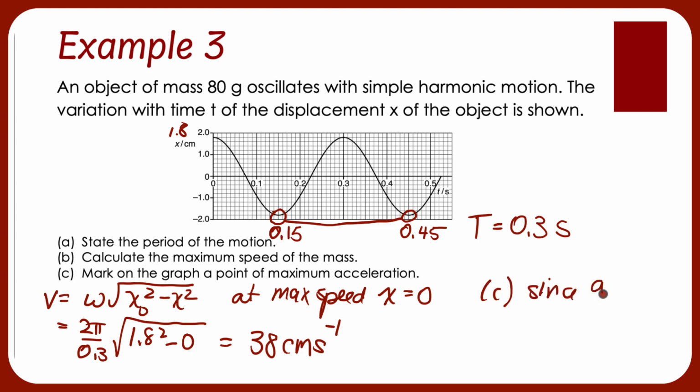So since acceleration is proportional to negative x, that means the maximum acceleration is at x max. So that means I can choose this point here, or I could use either of these troughs. Again, we don't know if that really is a peak. I would not use that one.